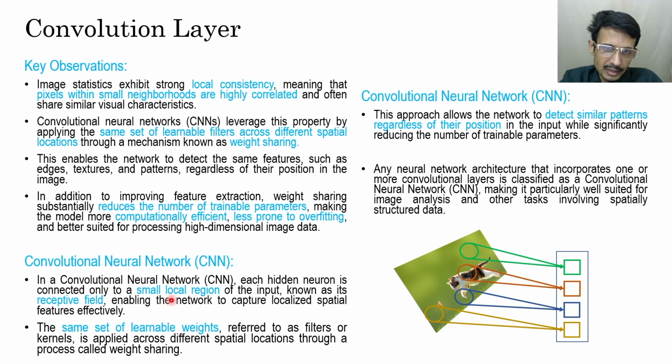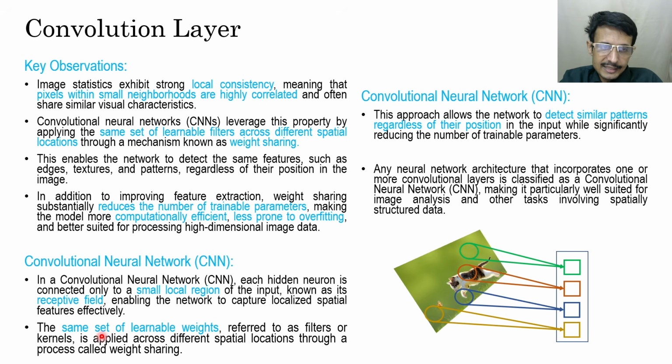And in CNN, each hidden neuron is connected with a small local portion, as we have observed in normal image processing and computer vision tasks. And exactly CNN is doing this, known as the receptive field. Each hidden neuron is connected to only a small local region of the input, known as its receptive field. I mean, this is here its receptive field, enabling the network to capture localized spatial features. That's what we observe in local features.